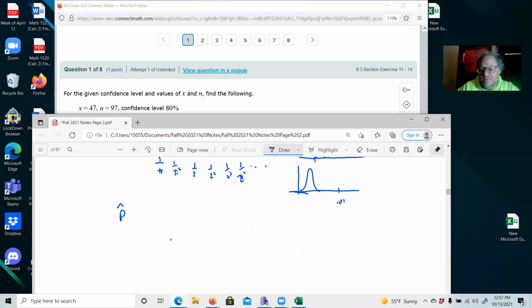It's p hat, estimate of p, plus or minus a margin of error. Okay, now proportions are always a z-value. So we don't have to worry about, well, is there more than 30? Is there more than this? We don't have to worry about that. And then when you do times, we have p hat times 1 minus p hat all over n. Okay, that is the formula we would be using.